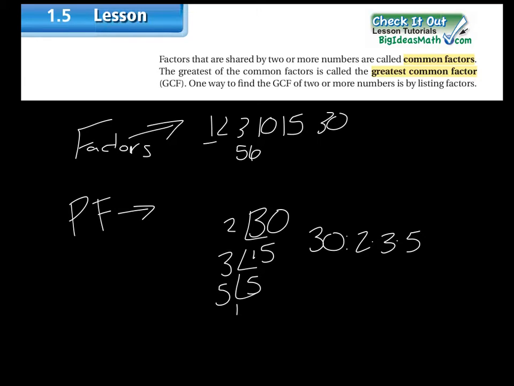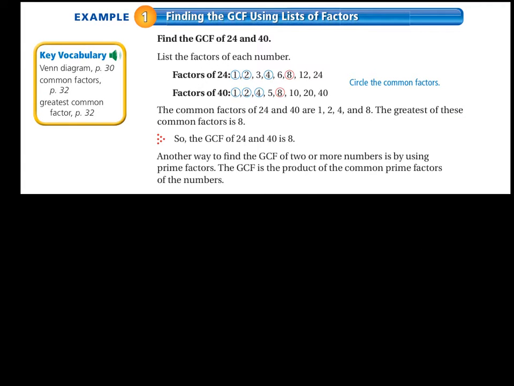So here's all the factors. All these numbers up here are the factors. And then here's the prime factorization, 2 times 3 times 5. So in example 1 it says find the greatest common factor using a list of factors. That would be finding all the factors of a number. And that would work a lot of the time unless we have a really big number. You're not going to want to list out all the numbers.